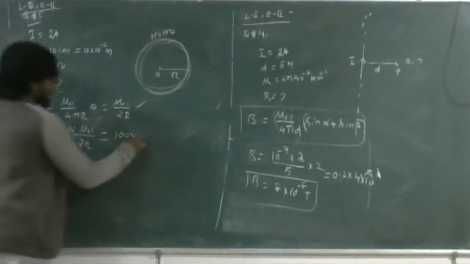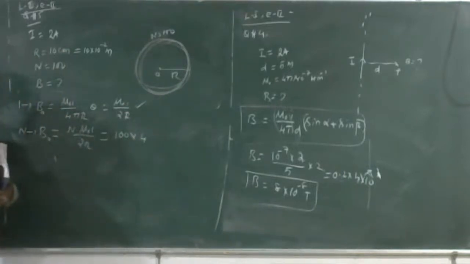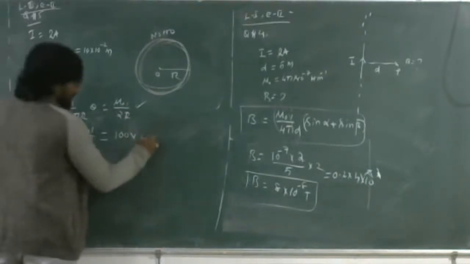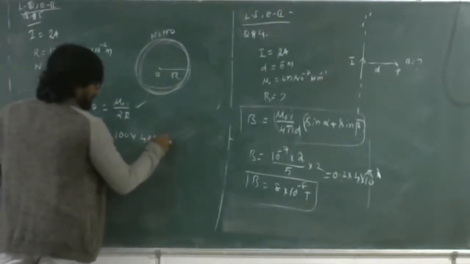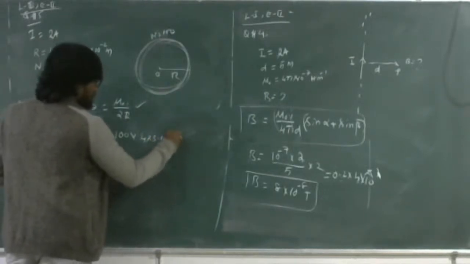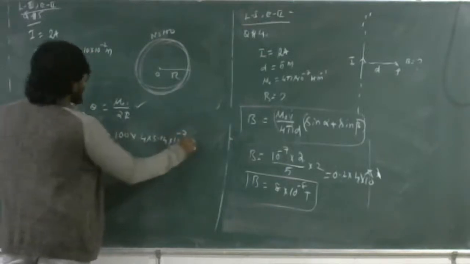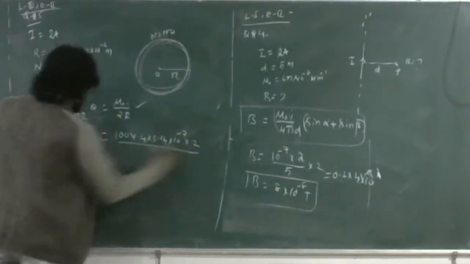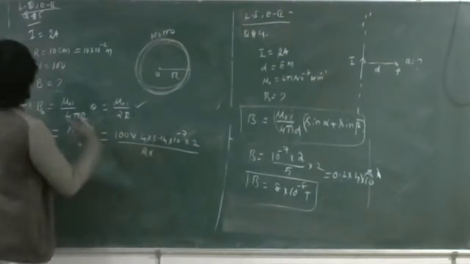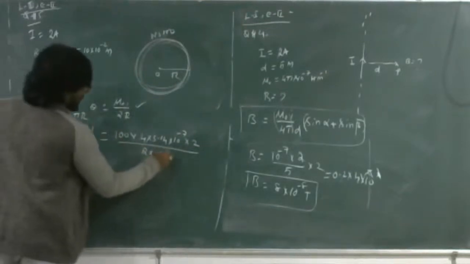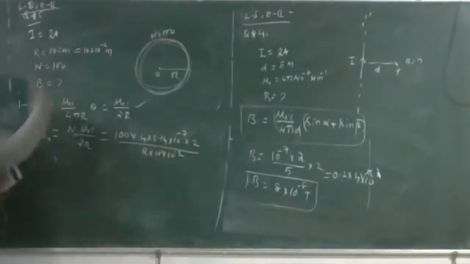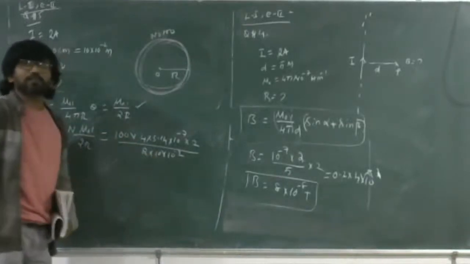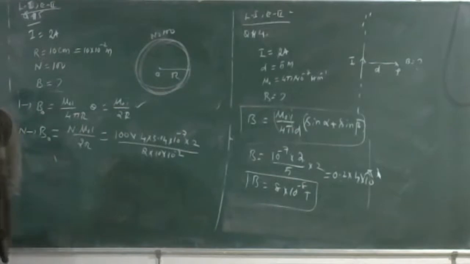We do not have to take it as 4 pi into 10 to the power minus 7; directly I am substituting. So 4 into pi is 3.14 into 10 to the power minus 7 into I. I is how much? 2 ampere by 2 into R. R is how much? Radius, 10 into 10 to the power minus 2, or 10 power minus 1, you can also take directly. Right. Substitute this right now. Substitute and simplify. Wait.